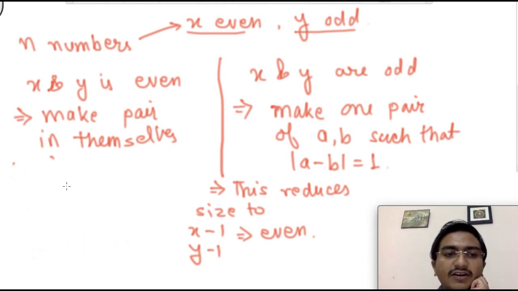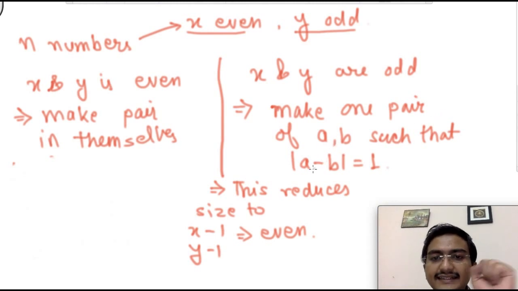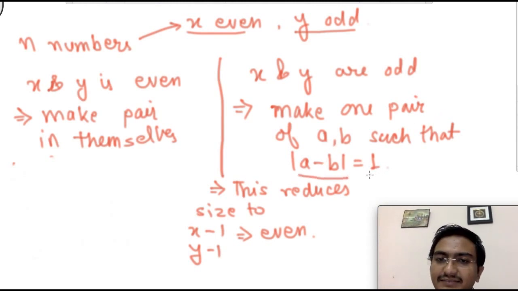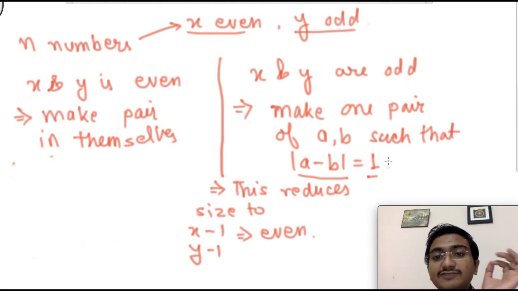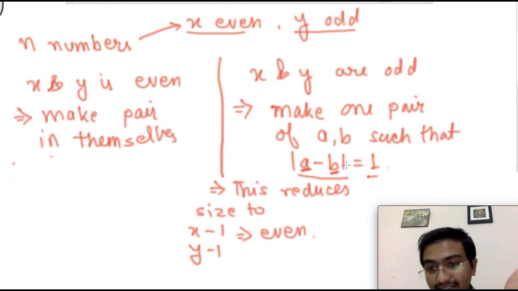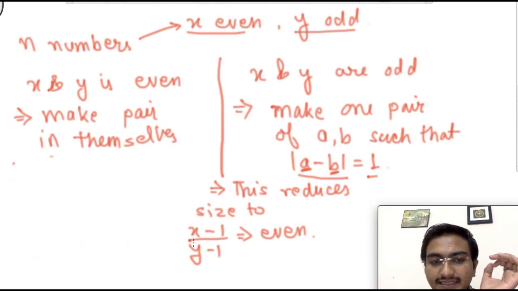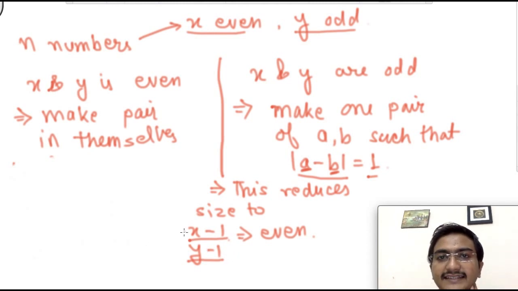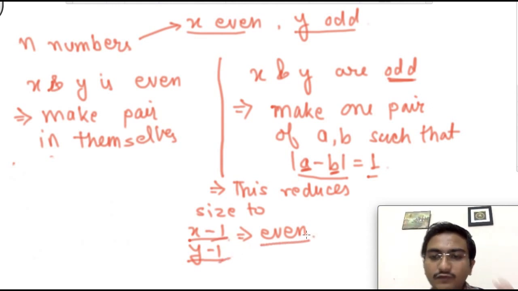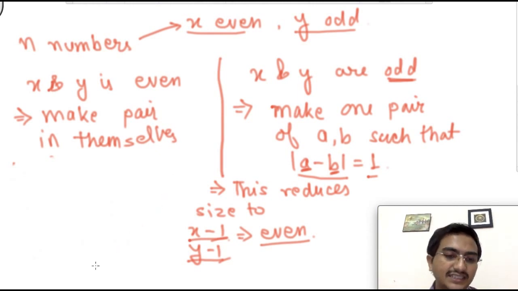If both are odd, right, then basically you have to find one pair, only one pair, such that the difference between them is 1, means you have to make a pair such that you select a from even and b from odd, okay, so you reduce the size of even to x minus 1 and odd to y minus 1. Now if x and y were earlier odd, then odd minus 1 will give you even, and then once you have an even count of numbers, you can just pair them up, right? So basically this was a simple logic.